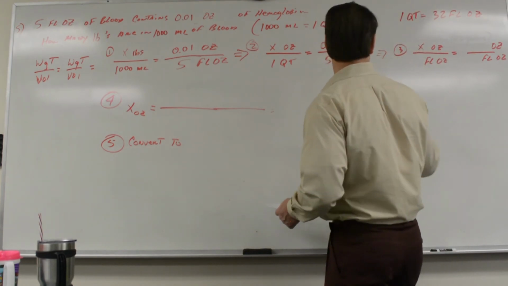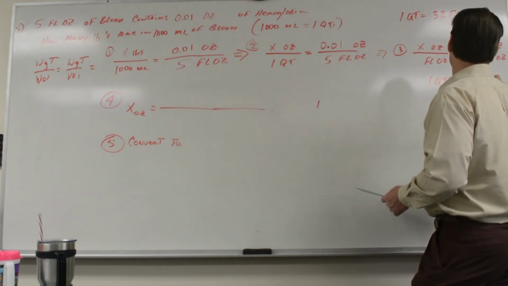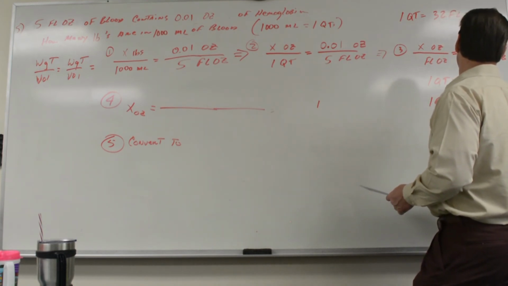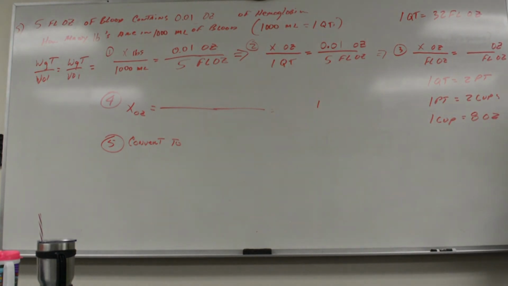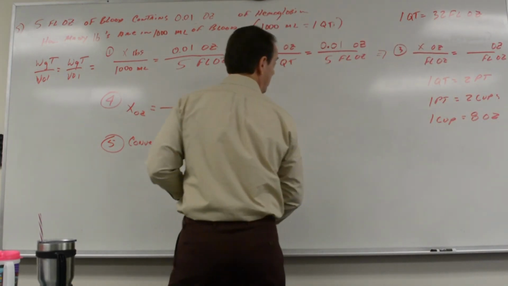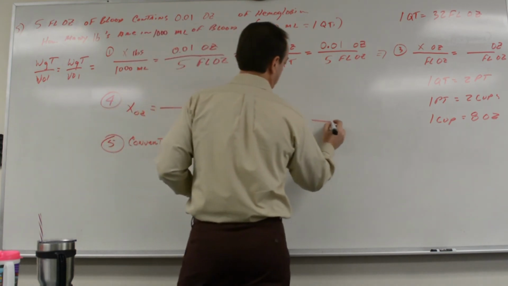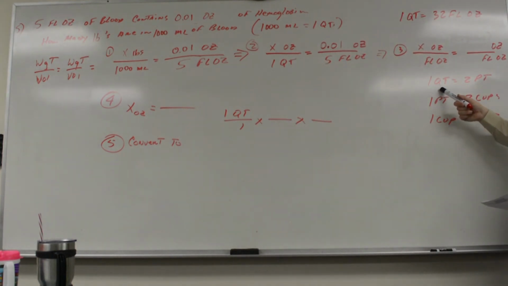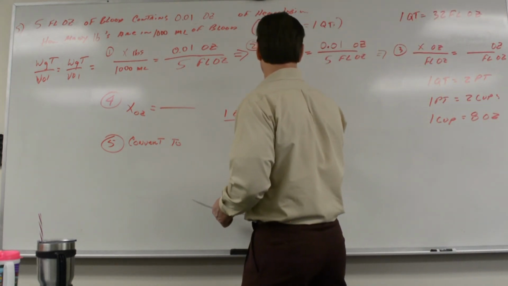All right, 1 quart, we need a couple conversions. 1 quart equals 2 pints. 1 pint equals 2 cups. 1 cup equals 8 ounces. Those are the conversions we need. So let's come over here and do dimensional analysis. 1 quart, and we want to get that to ounces, right? The only conversion we have ties quarts to pints. So 1 quart here is 2 pints.